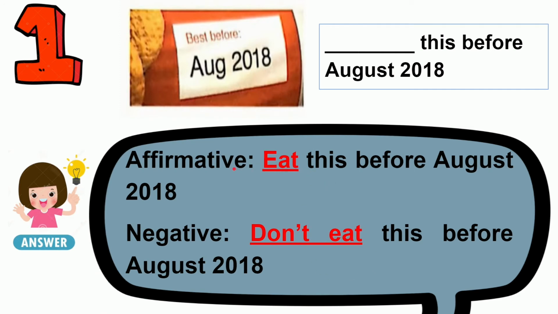In the affirmative form, eat this before August 2018. In the negative form, don't eat this before August 2018. The pictures here show that it is best before August 2018. So which one is the correct answer? Is it the affirmative or the negative? It is affirmative. Eat this before August 2018.